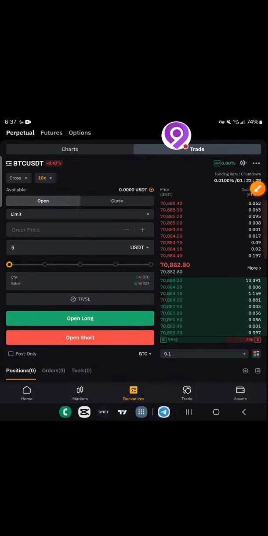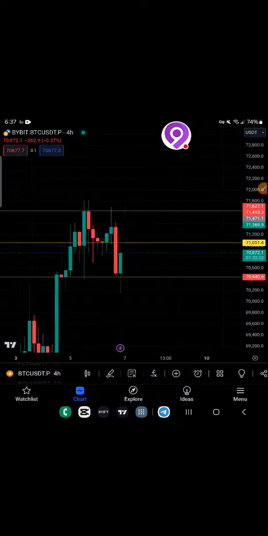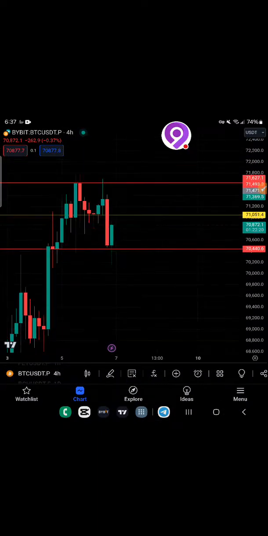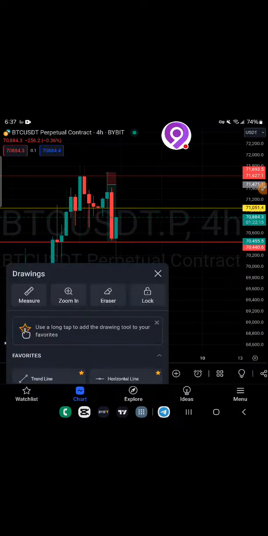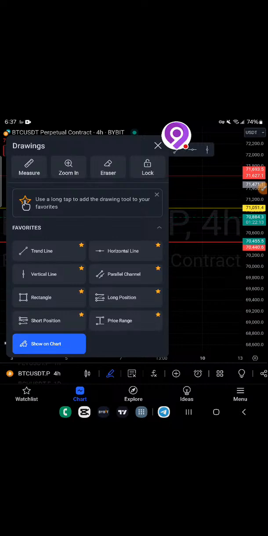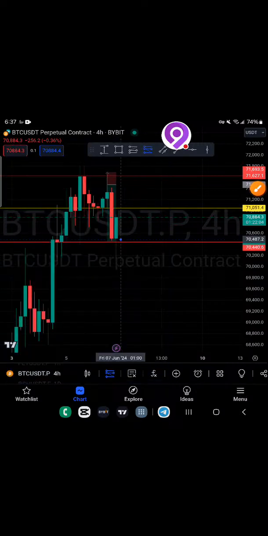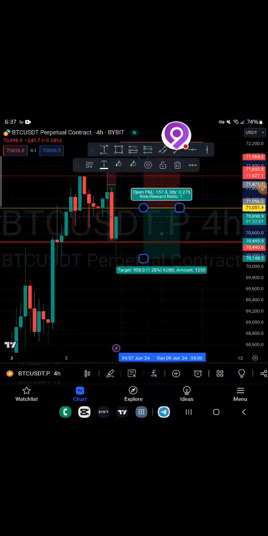Now, another thing you need to do is set your stop loss and take profit. So let's go to our chart. On the chart, I'm going to do this. Here I will use what we call the short position. This is it. I'll click on it, then place it on my entry.